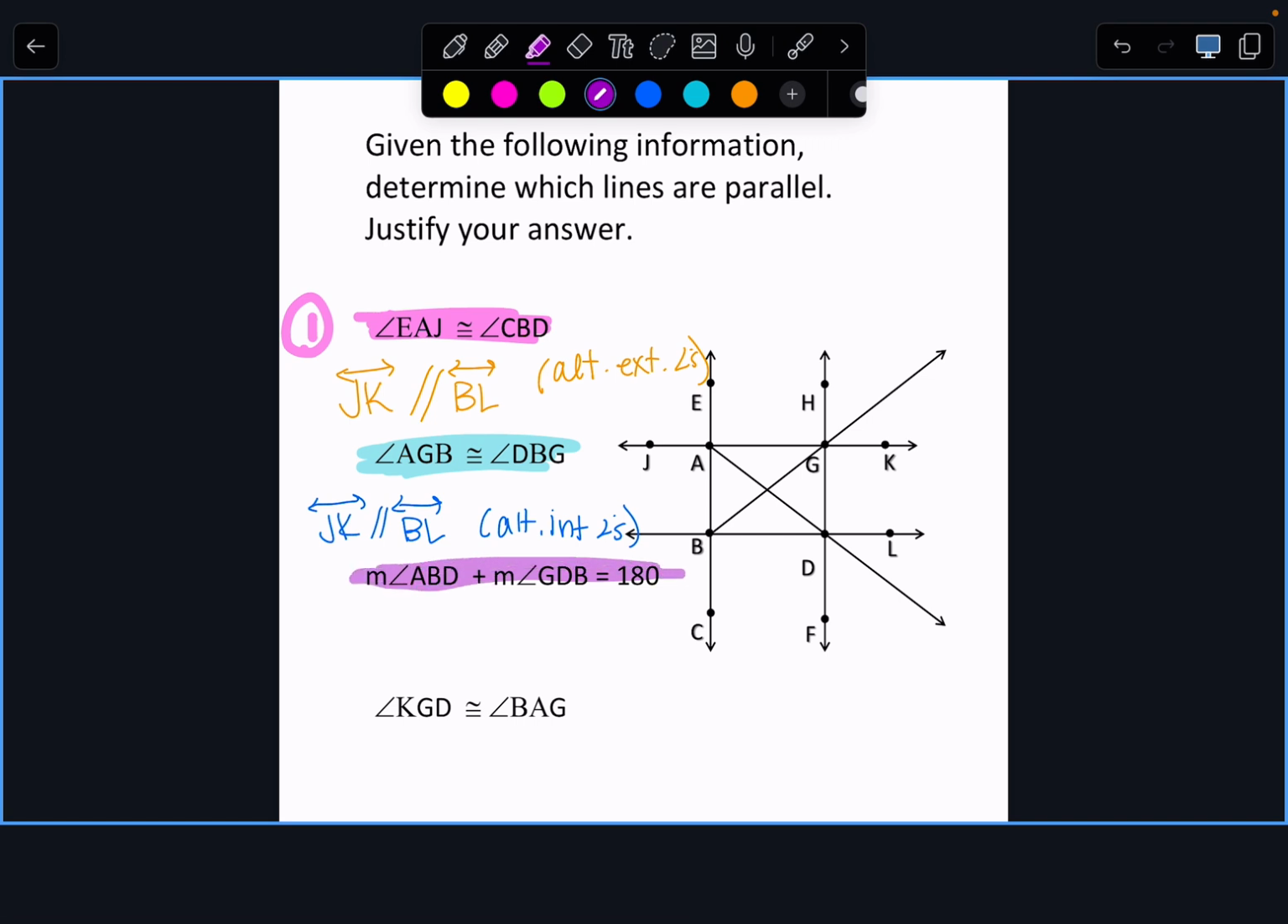ADB, ABD. This guy right here. And GDB. Those two are supplementary. So we're talking about this angle and this angle. What's the transversal? What line do they both share? BL they both share, which means that's not a line that's parallel in this case. What line is parallel?